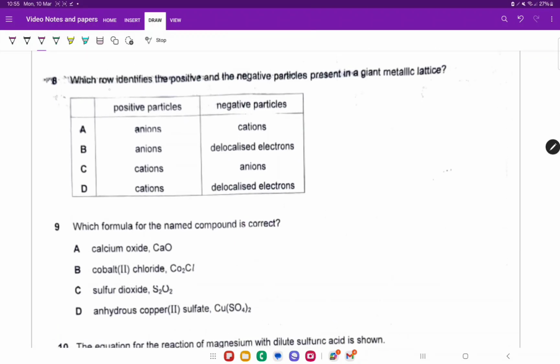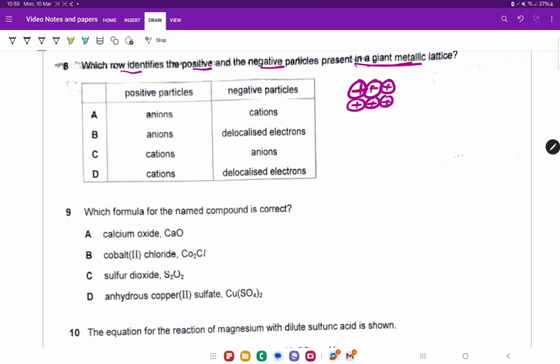Which row identifies the positive and negative particles present in a giant metallic lattice? A metallic lattice contains positively charged cations which are surrounded by negatively charged delocalized valence electrons. So that should be the answer. The positive particles are cations and the negative particles are delocalized electrons, which is option D.